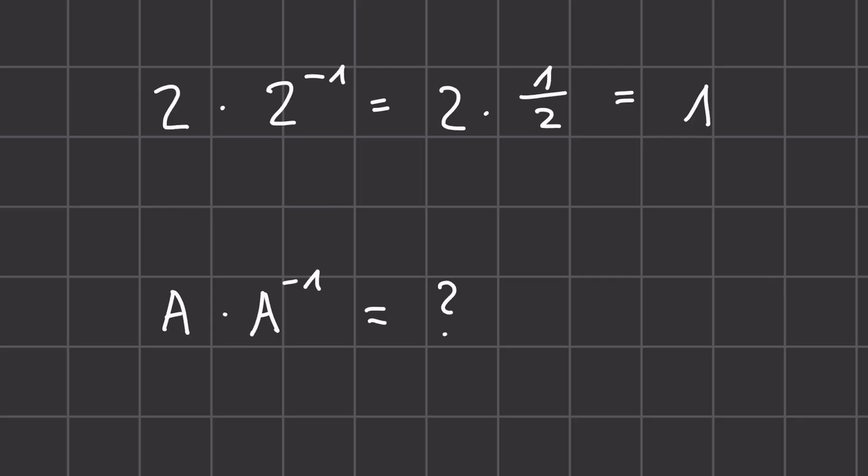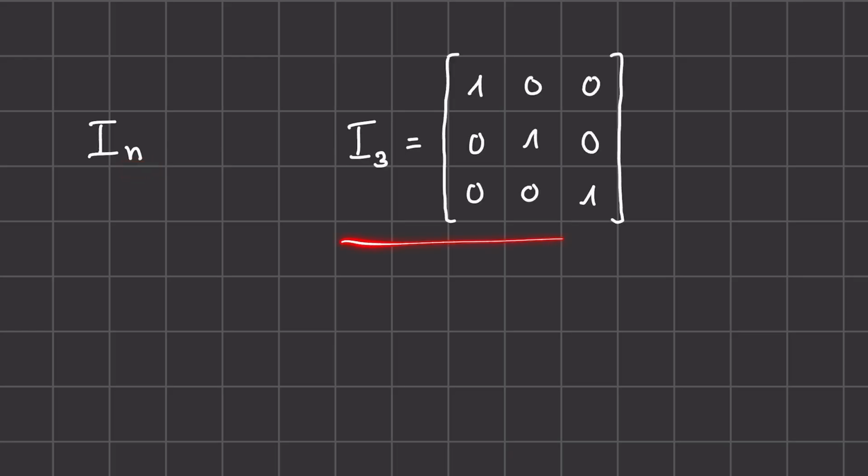So I want to start off with the identity matrix. At the beginning of the video I mentioned that the multiplication of a matrix with its inverse equals the identity matrix. And I'll show you what that is. The identity matrix is generally written as capital I subscript n, and this means it's an identity matrix of size n. Here you see the identity matrix of size 3.